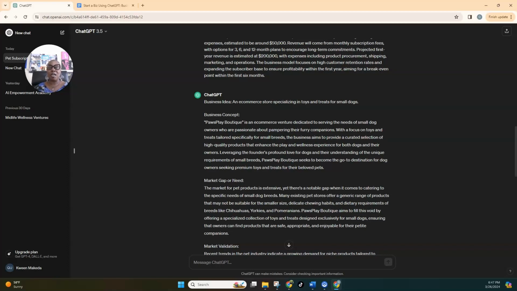Wow, that is pretty cool. Okay, so let's look at the market gap or need. The market for pet products is extensive, yet there's a noticeable gap when it comes to catering to the specific needs of small dog breeds.